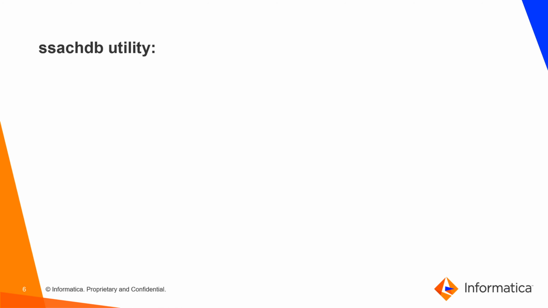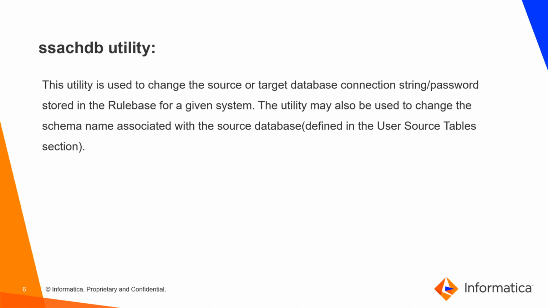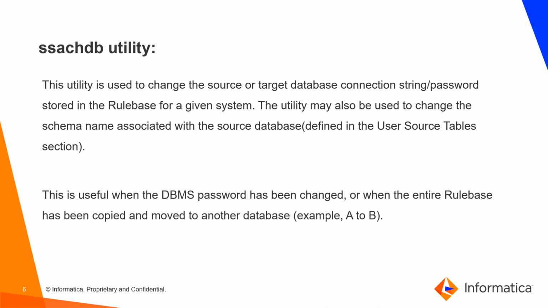So next is the Sss Chdb utility. This utility is used to change or update the source or target database connection string or password. Whenever there is an update for the source username, password or the connection string, you need to update that in the rule-based content. So you can use this utility to update it there. The utility may also be used to change the schema name associated with the source database. It will also be helpful if there is any update in the DBMS password.